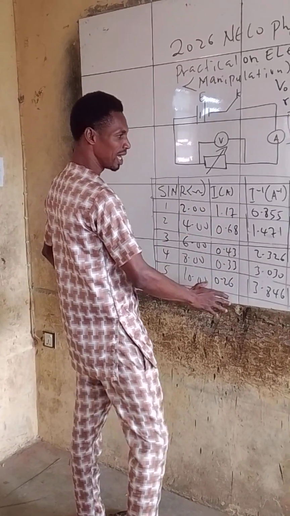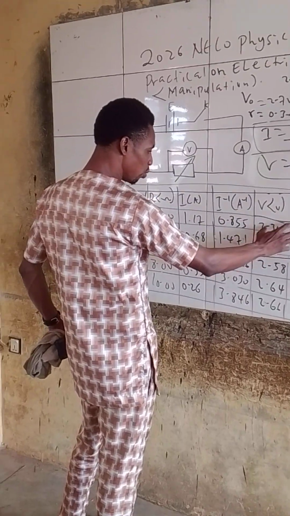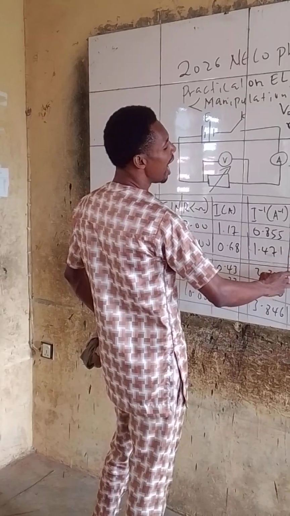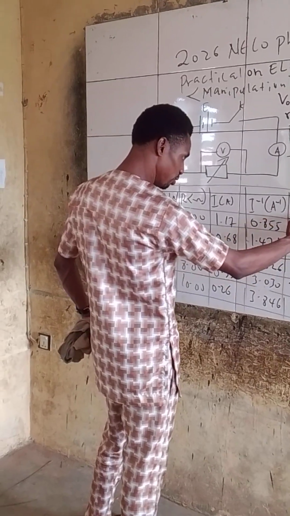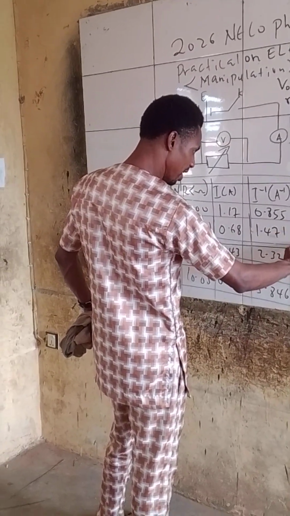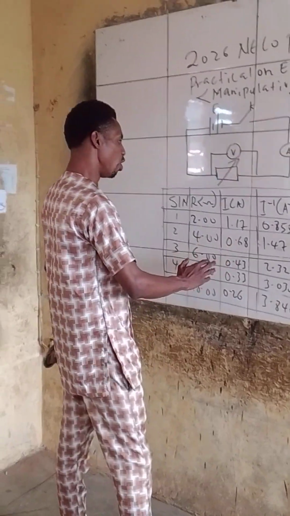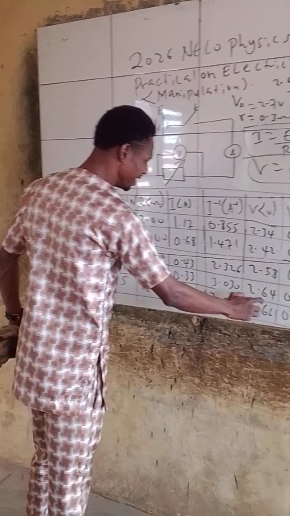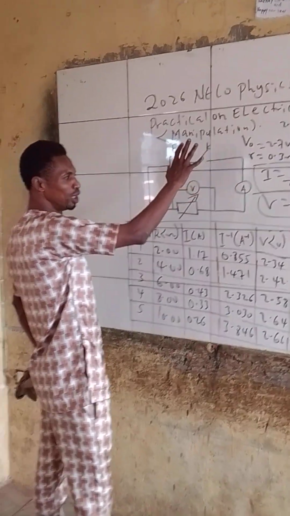Now check voltage. What happens to voltage is that it is increasing. Even if I make a mistake now, I will know I'm making a mistake, because voltage must be increasing. That is the trend you have to look at: for current, it is decreasing, while voltage is increasing.